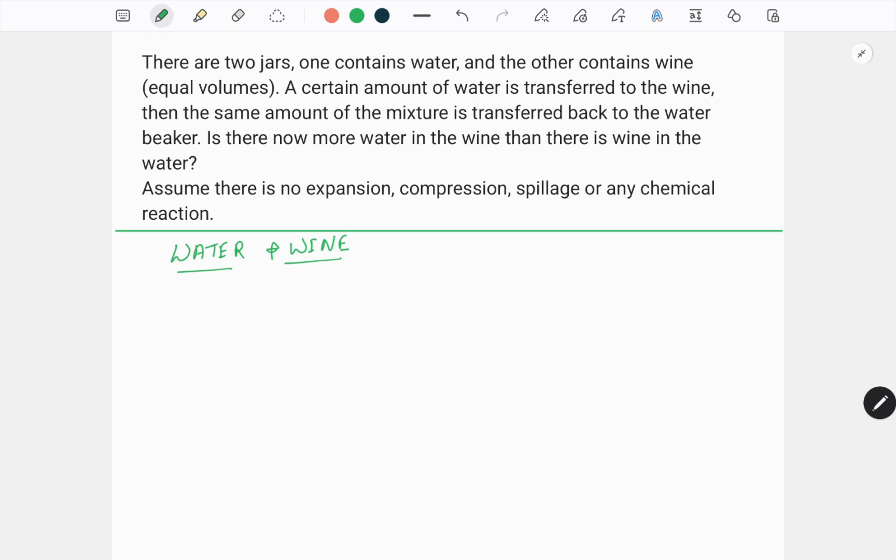So in this video we are going to discuss one puzzle. Puzzle name is water and wine. So there are two jars, one contains water and the other contains wine. Both of the jars have equal volumes.